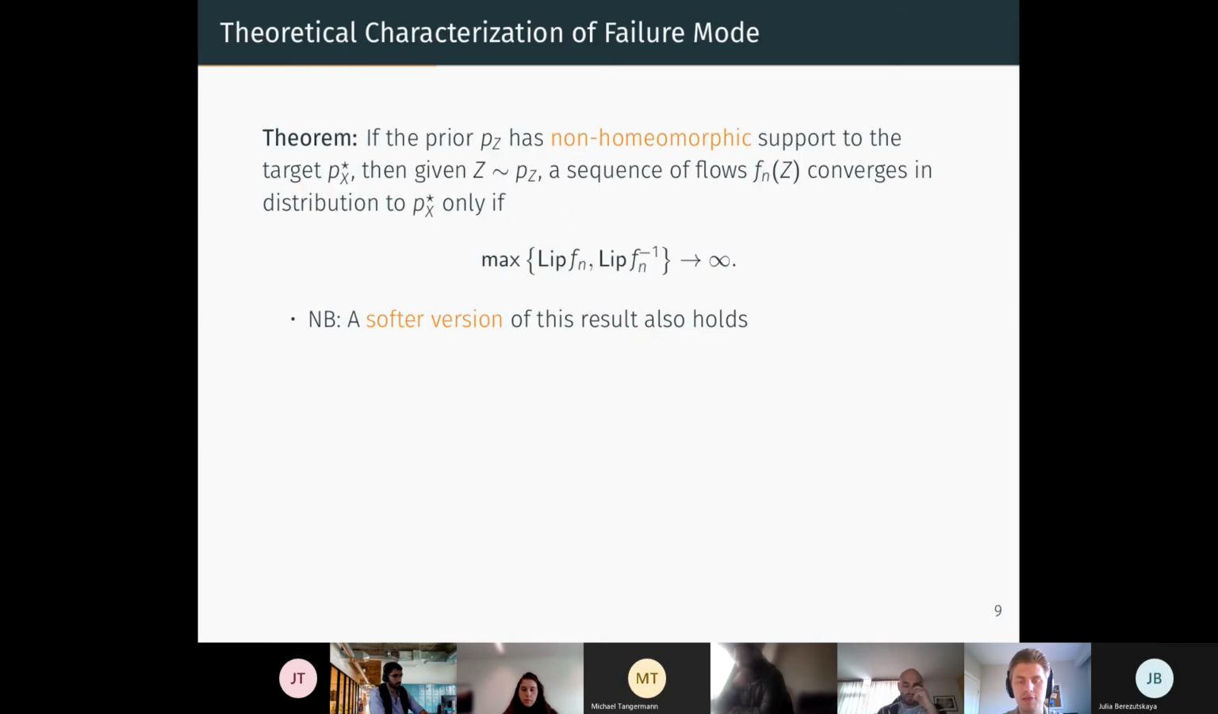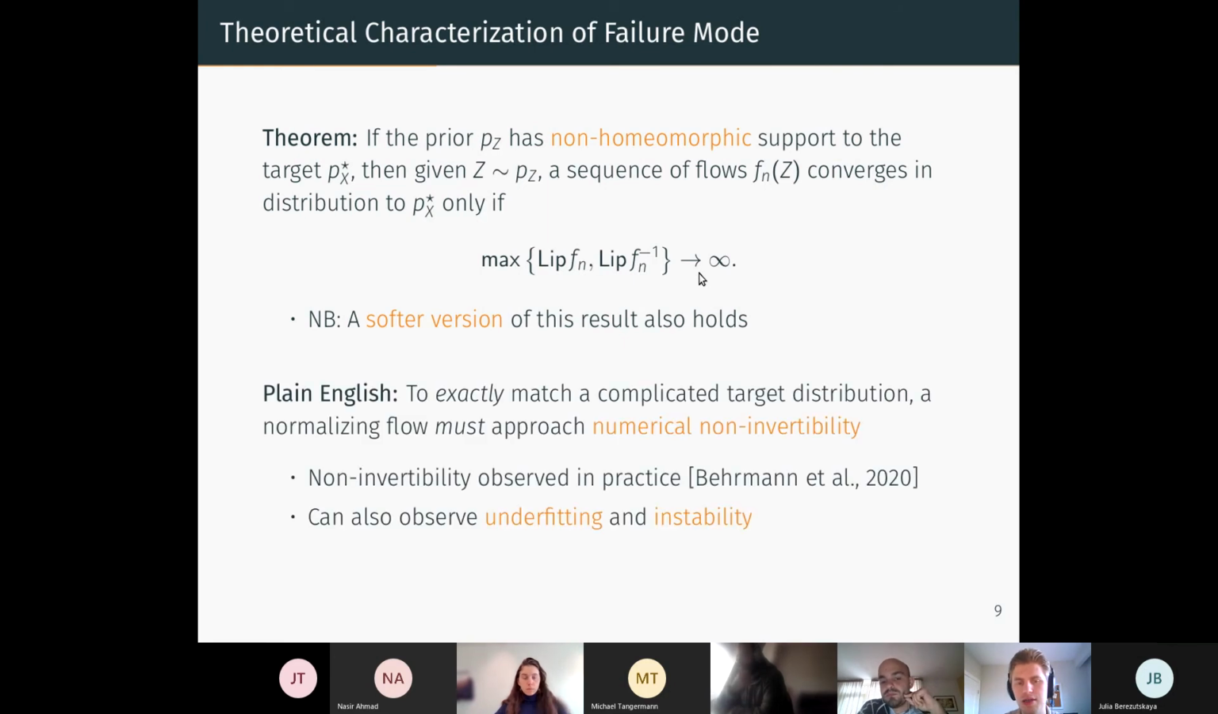And let's see some examples. Well, first, actually, the theoretical result. This is a more concrete version of what I was just saying. We've shown that if the prior has non-homeomorphic support to the target, then a sequence of normalizing flow models will converge in distribution to the target only if the Lipschitz constant of the flow or the Lipschitz constant of the flow inverse approaches infinity. So what does this mean in practice, or in plain English at least? To exactly match a complicated target distribution, a normalizing flow must approach numerical non-invertibility. And I could even remove numerical here. It could just be even theoretical non-invertibility.